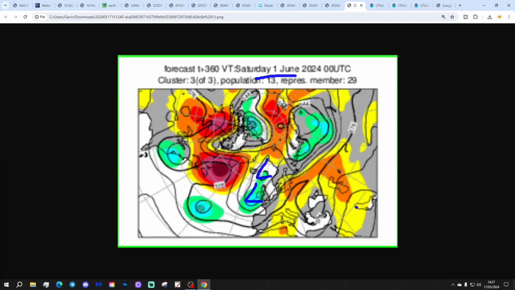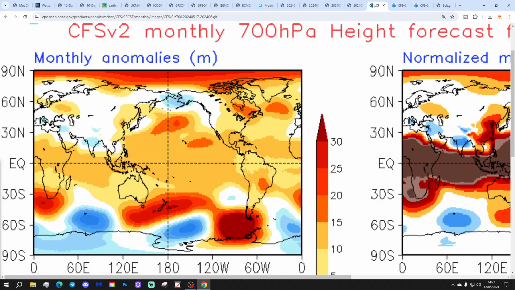So it looks as though by the time we get through to 2 weeks out, beginning of June, we might be in something more unsettled then and cooler. But certainly, you know, the bank holiday weekend anyway, not looking too bad.